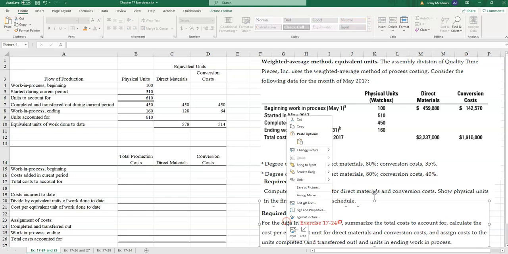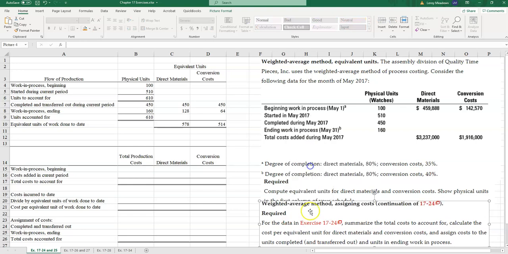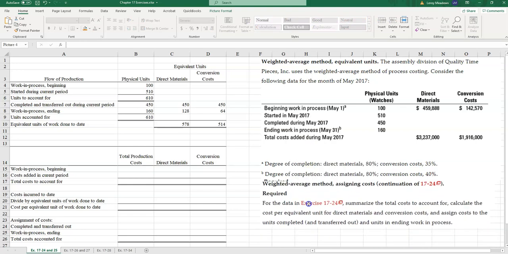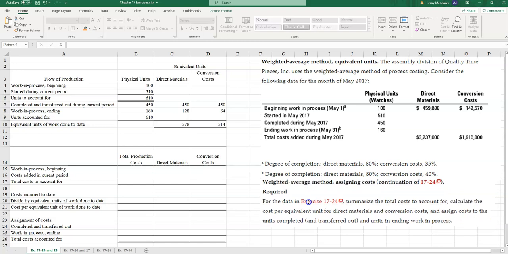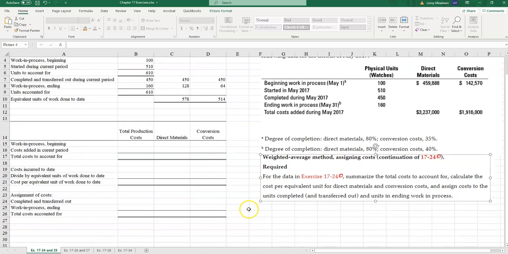So now exercise 25. Now we need to complete the rest of the production cost report. We're going to complete the rest of the costs: summarize the total cost to account for, calculate the cost per equivalent unit of work done to date, and then assign the costs. So let's bring this down just a little bit so we have a little more room. Okay.